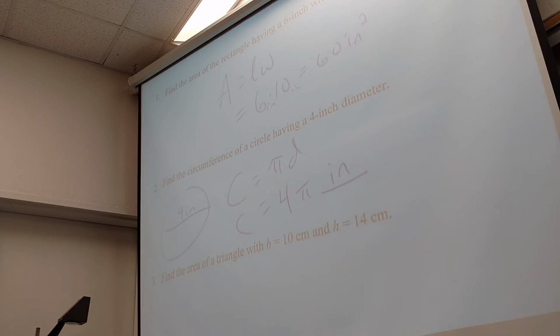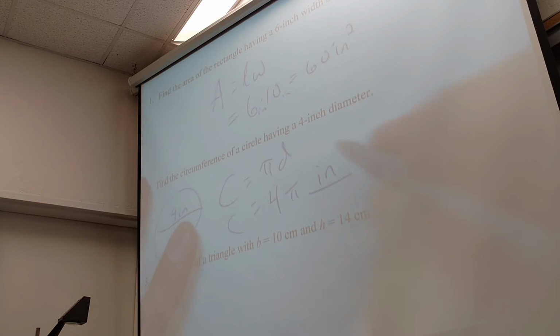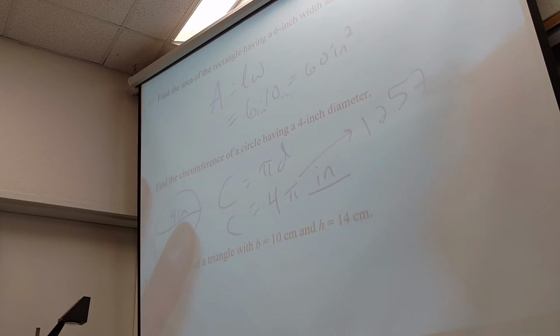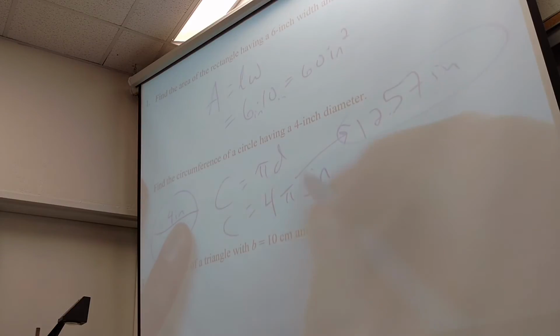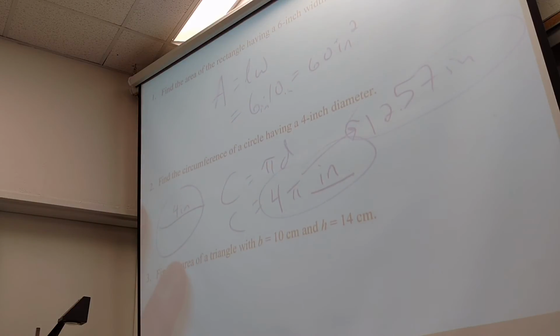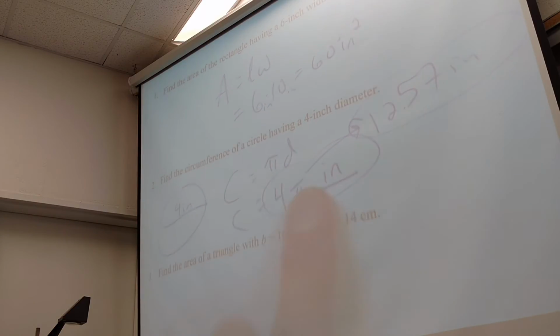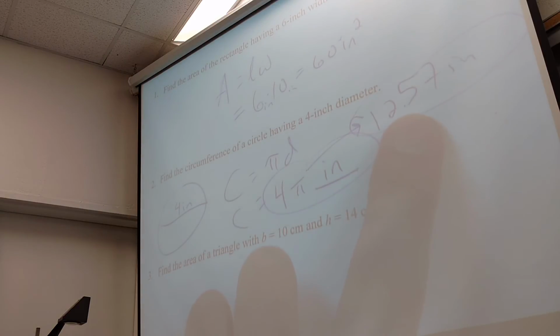So if you did 4 times pi, does anybody have a pi button, know how to use it? What's 4 times pi? 12.56. 57 if you round it up. It's 12.57 roughly? Yeah, 12.56, because 3.14 is a good approximation. 12.57 inches. So both of those are acceptable answers. This one's exactly right, and this one's an approximation.